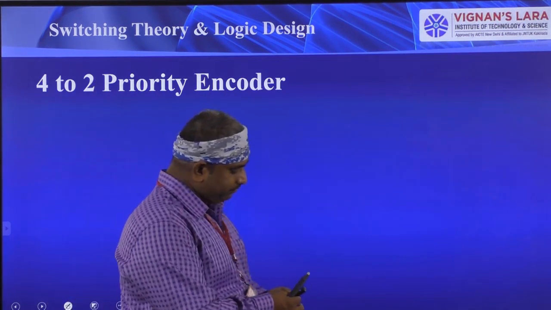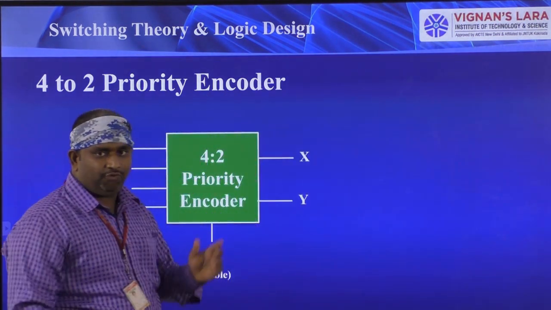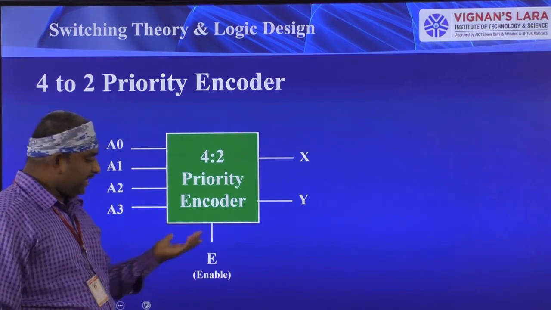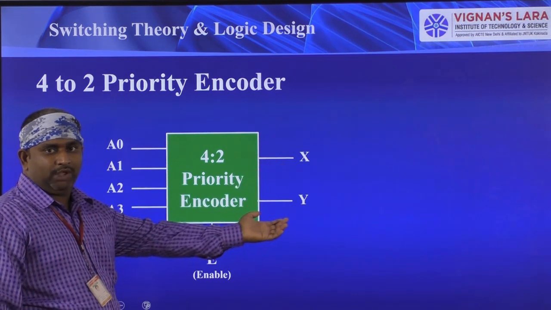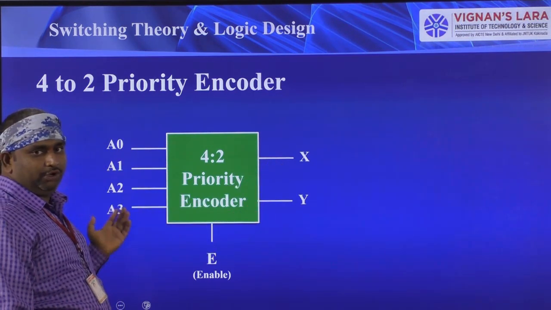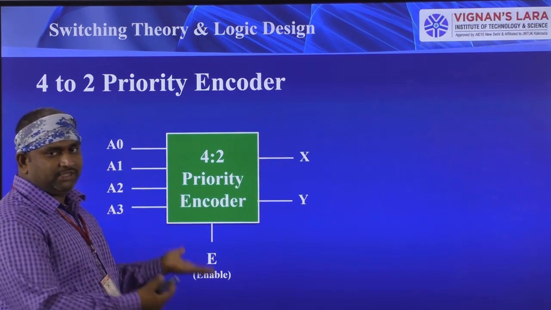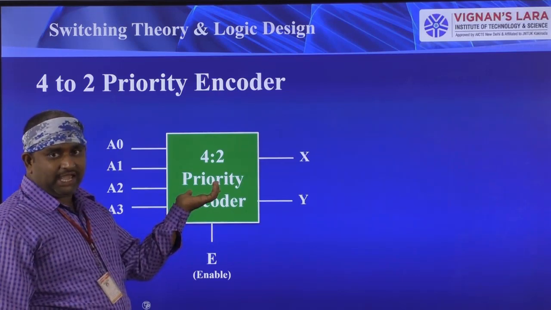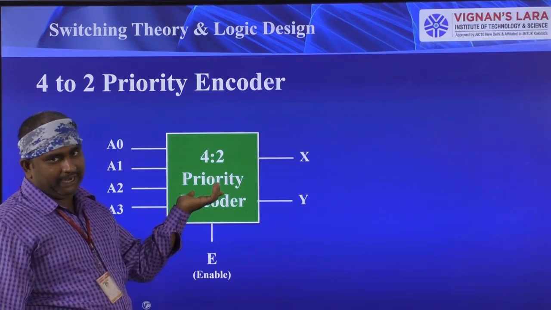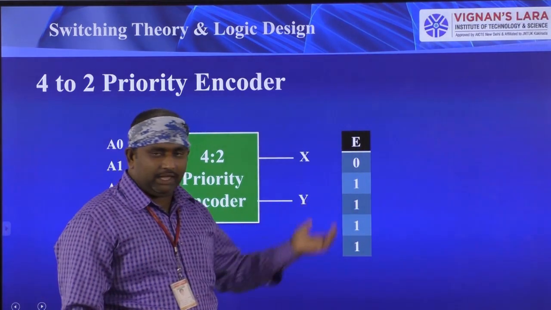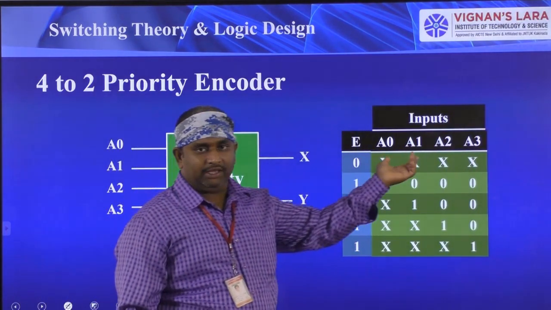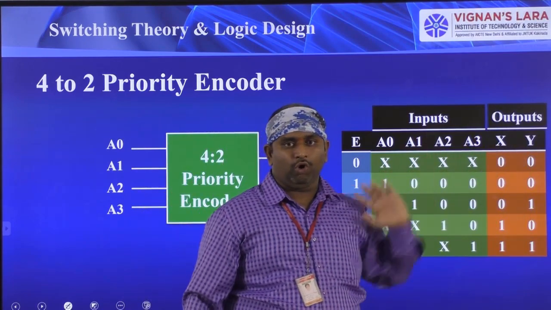So see here, this is the 4 to 2 priority encoder. Is there any change? Here we have the enable signal. Here we have XY output signals. Here we have A0, A1, A2, A3. There is no change from the previous encoder to this encoder. We have just added a word called priority. Now coming to here, the same enable signal, and here we have the 4 input signals and 2 output signals.